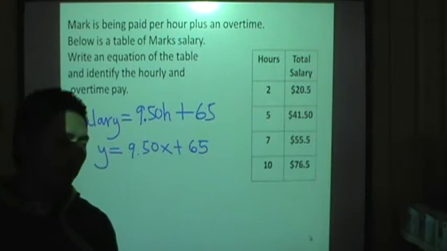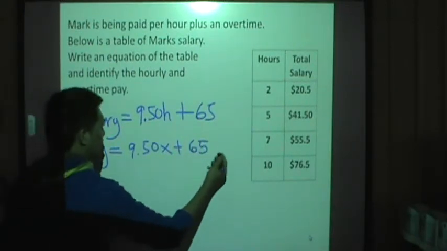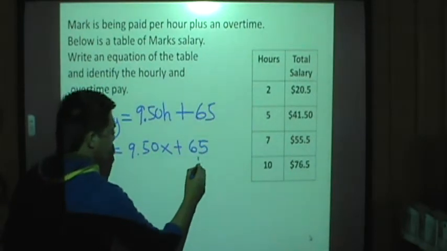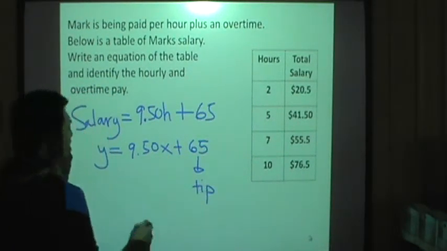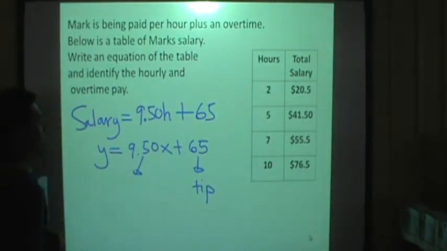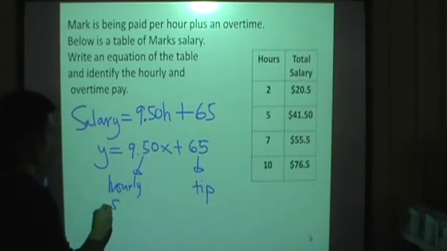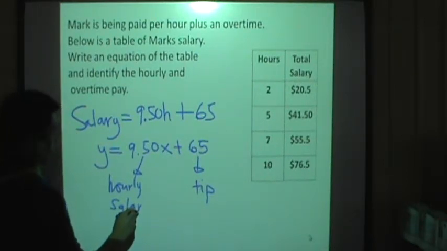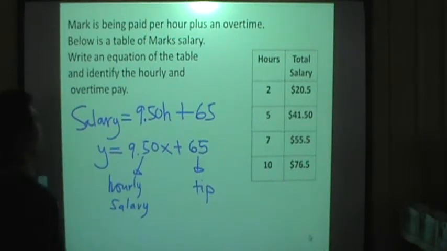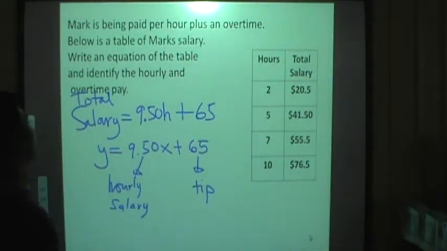Basically, in this linear equation, do you remember the y equals mx plus b, that slope-intercept form, it's telling me that this number is your y-intercept, which is actually my tip. And this is my hourly salary, I mean, rate, hourly rate. So I would say this is my total salary, because that includes the tip.